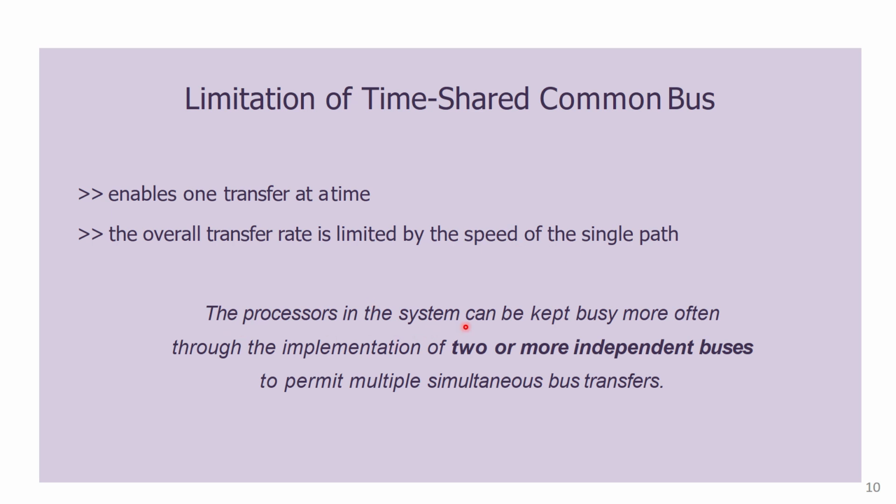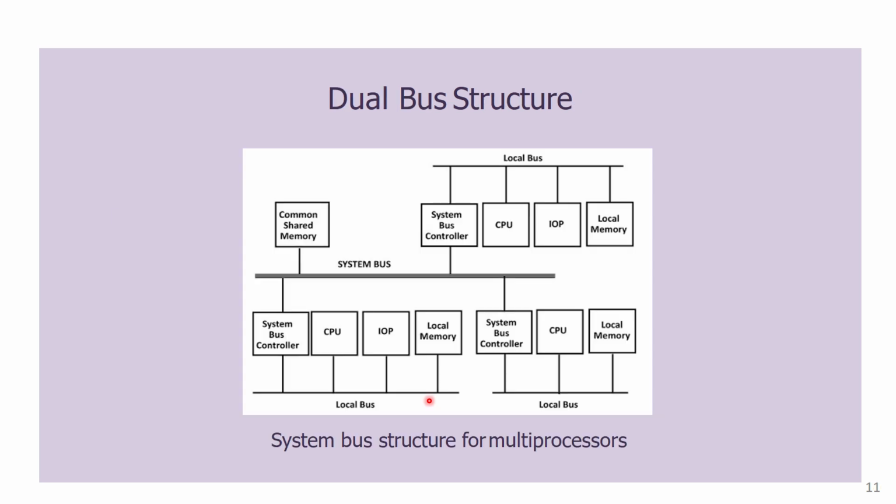The processors in the system can be kept busy more often through the implementation of two or more independent buses to permit multiple simultaneous bus transfers. In this dual bus structure, we have a local bus and the system bus. These are two buses which are used, and for every local bus there is a local memory. CPUs and IOPs can be used together, and even a single CPU can work here. The system bus has a common shared memory.